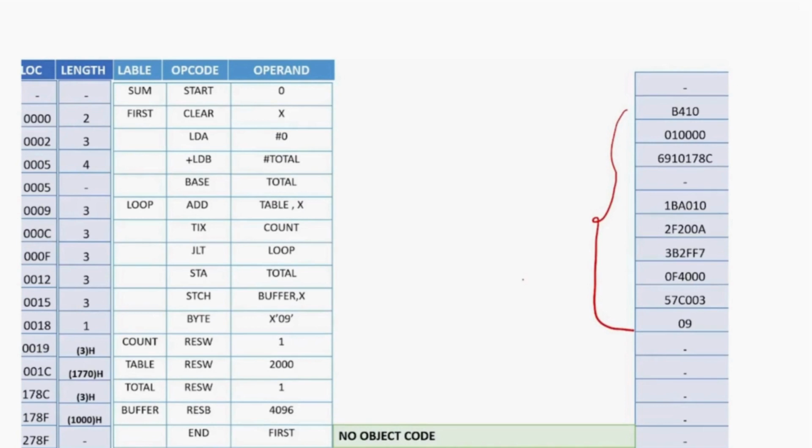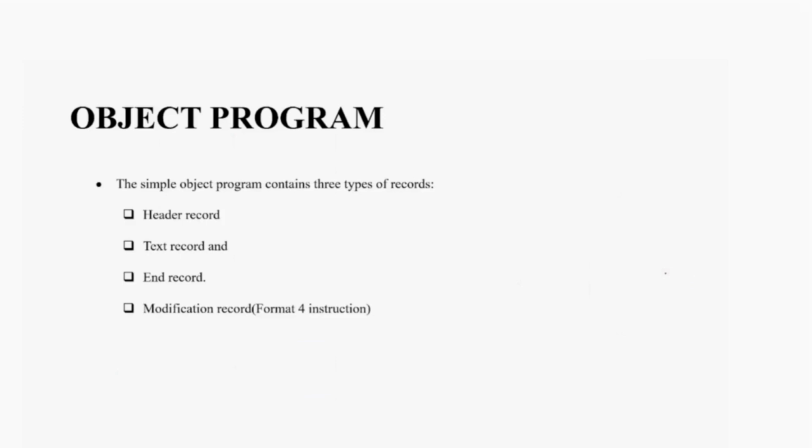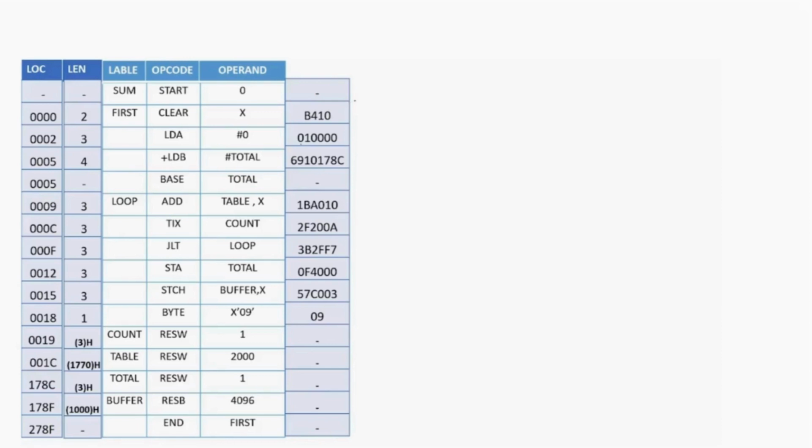Once we have written the object code, then we have to write the object program. The simplest object program contains 3 types of records: header record, text record and end record. If there is any format 4 instruction and there is a necessity of program relocation, then we'll go with a modification record. It is always better to write a modification record. So first we'll write the header record.